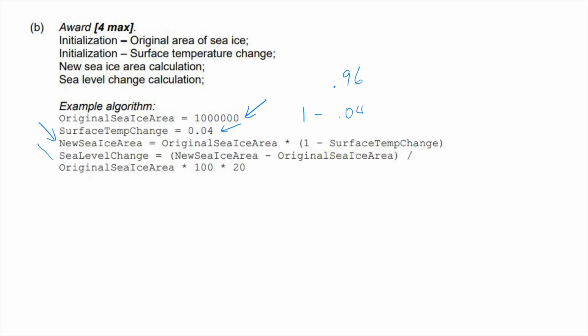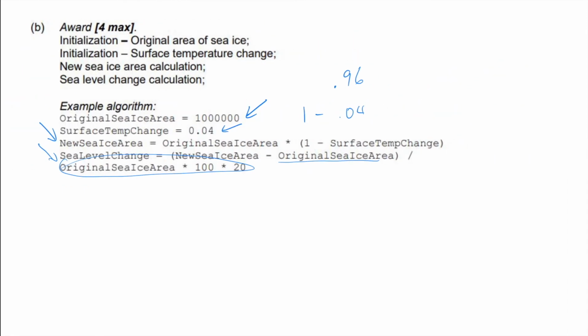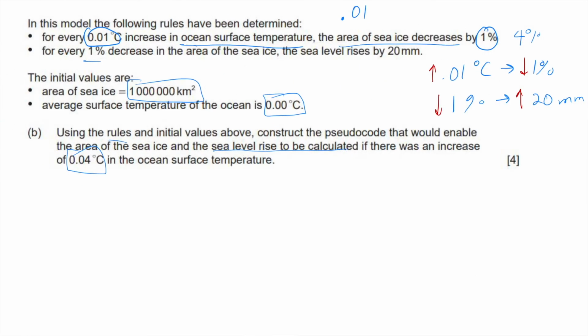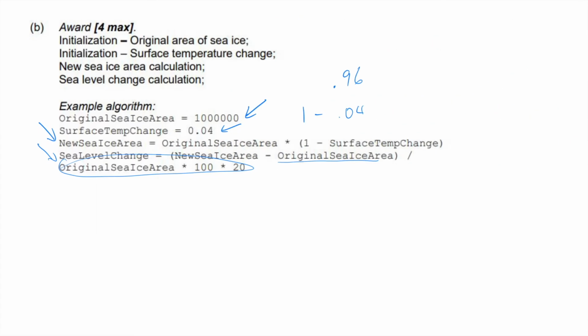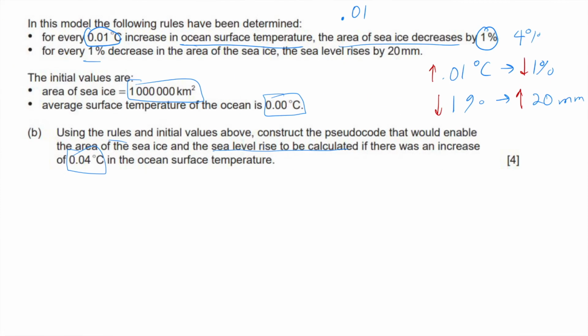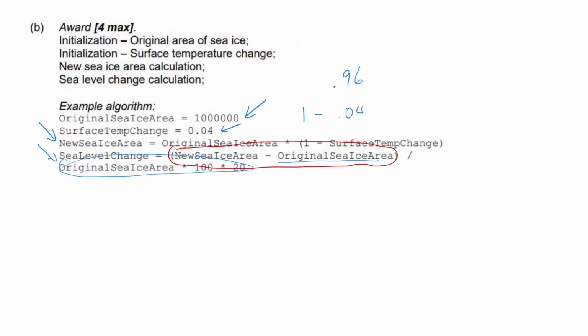Now to get our sea level change, we're going to have to take our new ice area minus our original sea ice area, and then divide it by this right here. So the sea level change is going to be based on the decrease in the area of the sea ice, right? So this expression right here is how much it's been decreased. And we know that for every 1% decrease in the area of the sea ice, the sea level rises by 20 millimeters. So what we need to do is get the percentage of this change relative to the original sea ice.